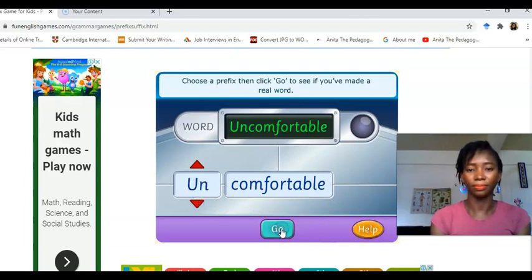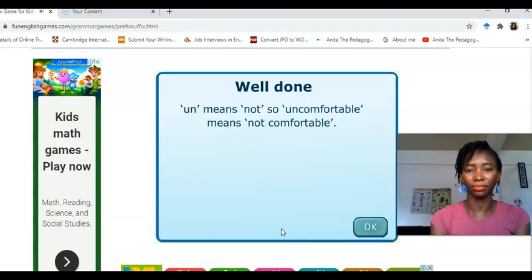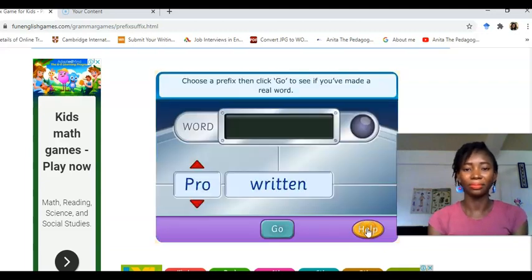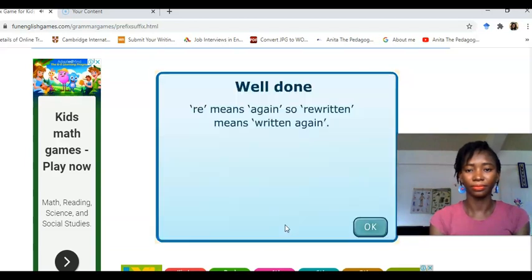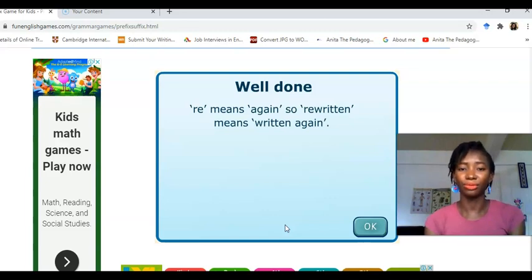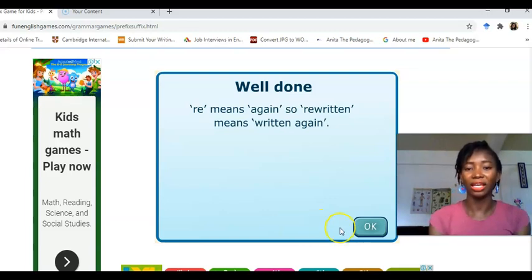So the student keeps trying until they get the right thing. So once the student gets it, they are encouraged. Well done. Then they move on to the next one. So at every point, they are given the meaning of the particular prefix and also the meaning of the word together. And that is helping us to achieve our lesson's objectives.